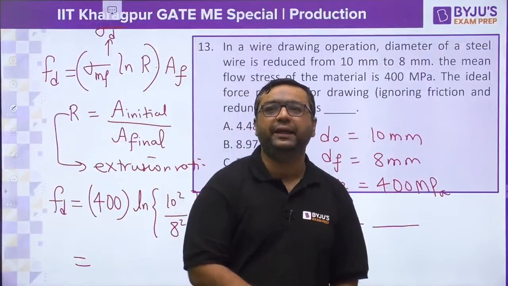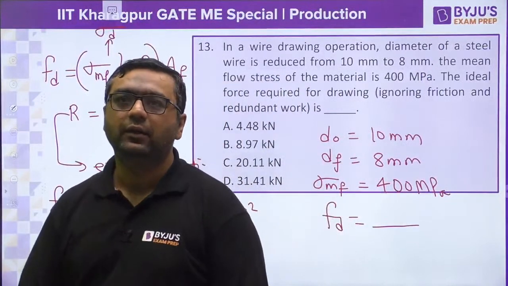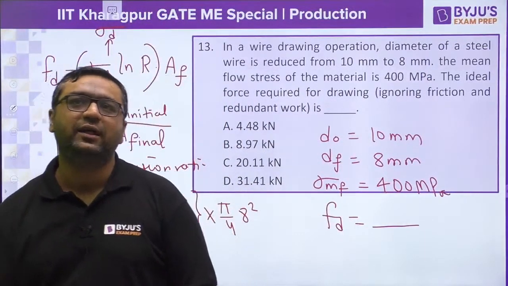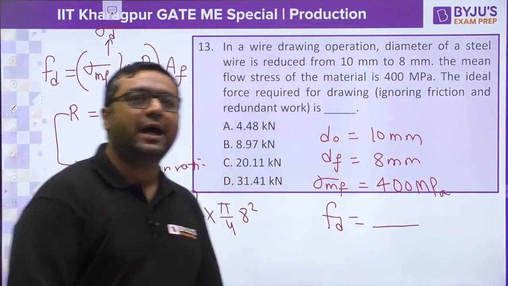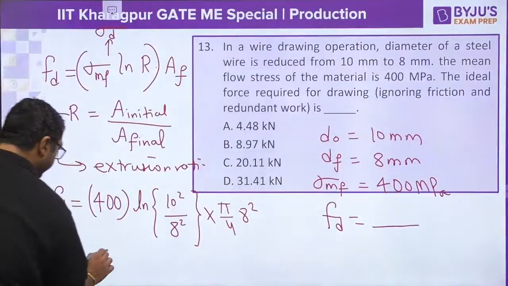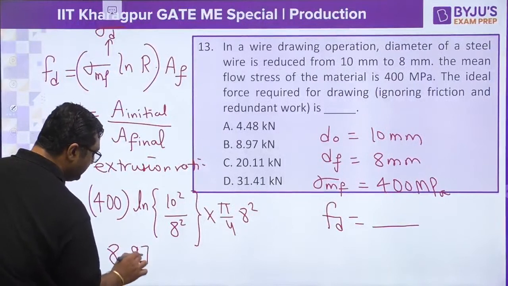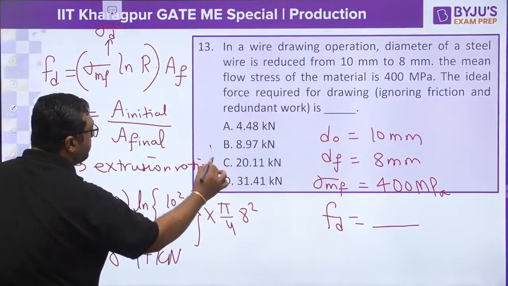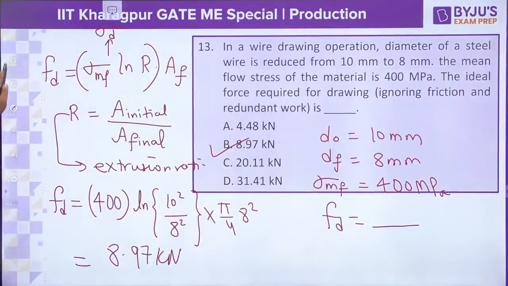Surya B, Ankit Tripathi B, Midun, welcome to this session dear. The answer will come out to be B, 8.97 kilonewton. Wonderful guys.